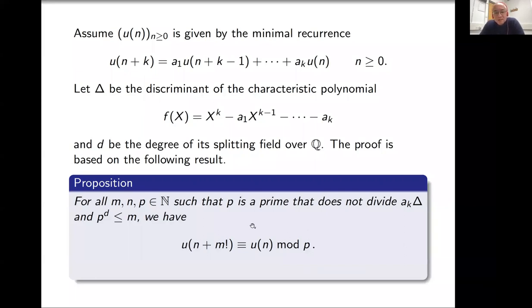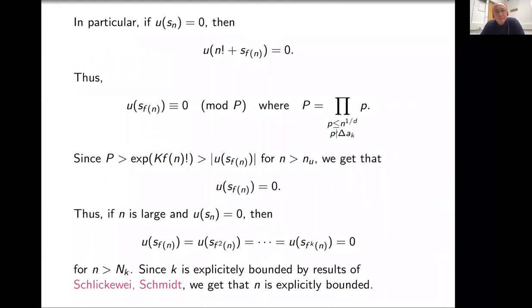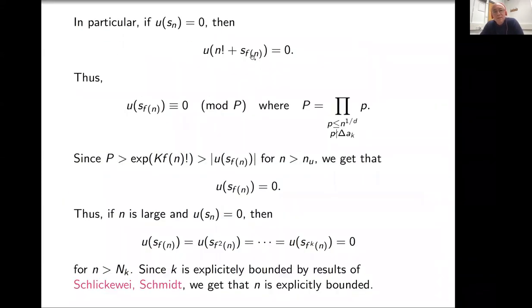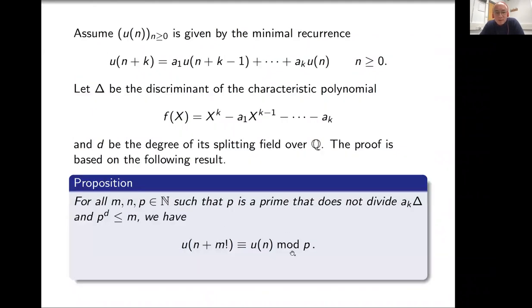So in particular, this congruence is true. You just write down the characteristic equation and you prove it. So in particular, here is why this is a universal Skolem set. Suppose that you have f of s of n equal to 0 and write down the formula of s of n. It's n factorial plus s, which is much smaller. And then apply this previous lemma in here.